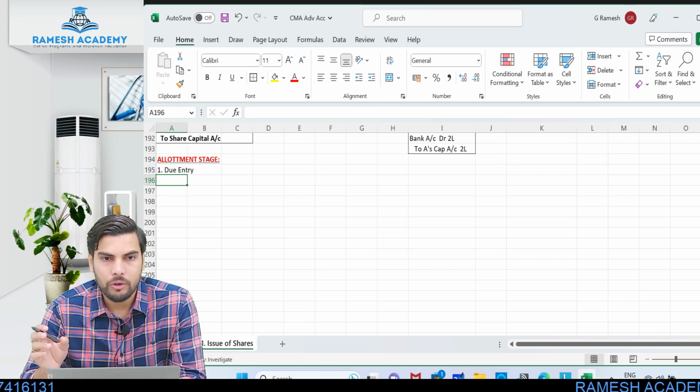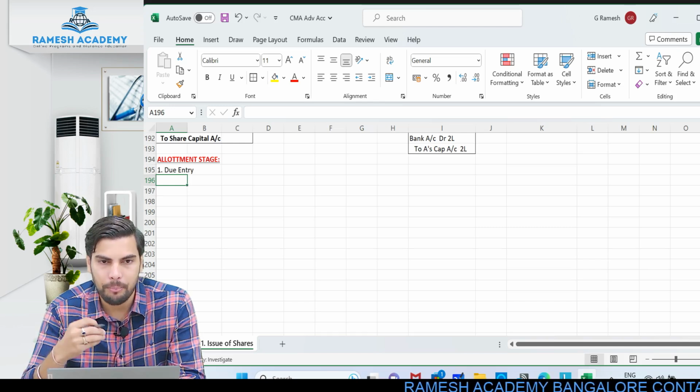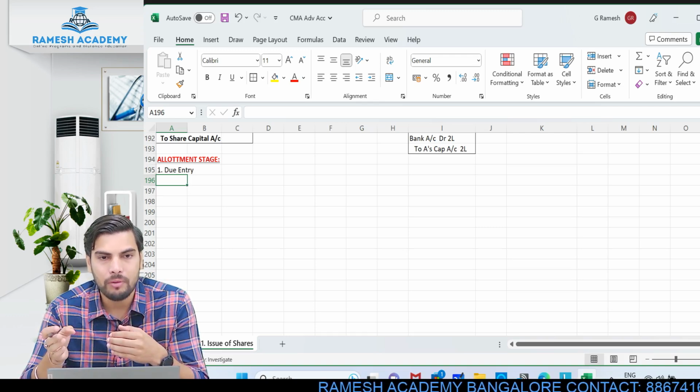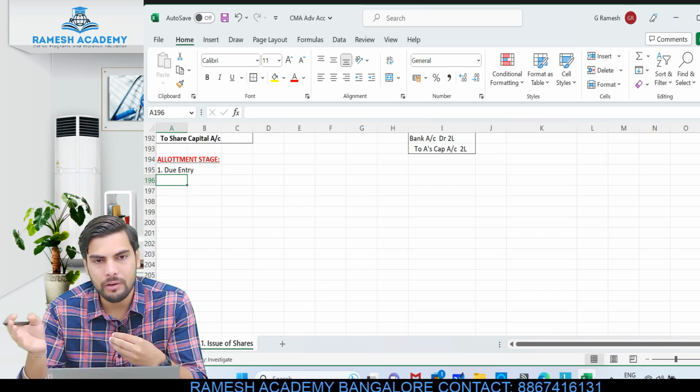Okay, so why did we not pass the due entry first and the receipt entry first when it comes to the application stage? At the application stage, the company will not have any idea how many shares will be applied for by the public. Only when the public applies for the shares will the company know how many shares have been applied for. So that's why we pass the receipt entry first and then transfer it to share capital.